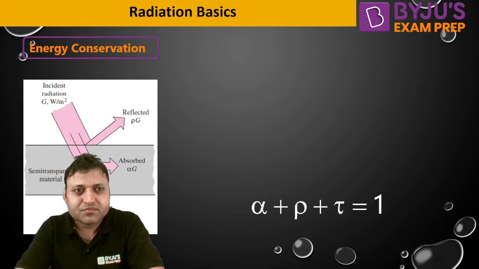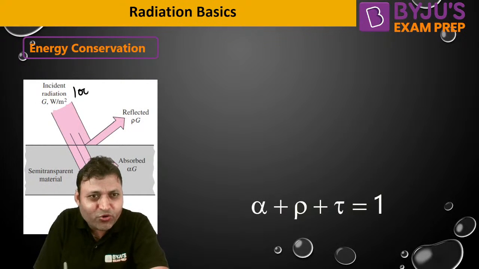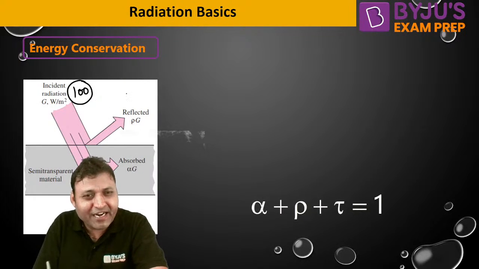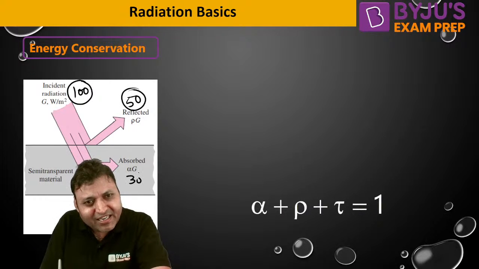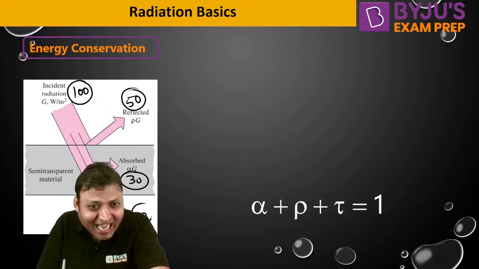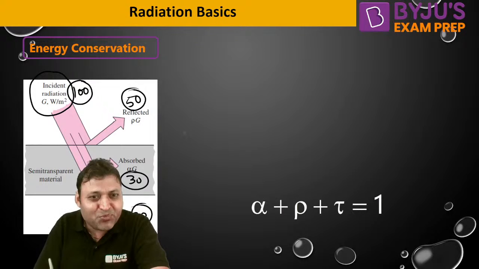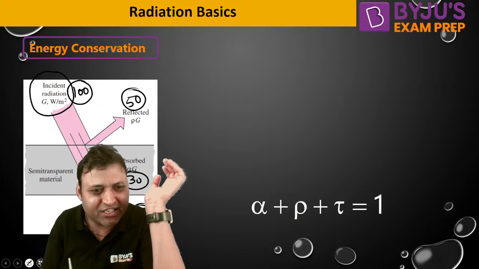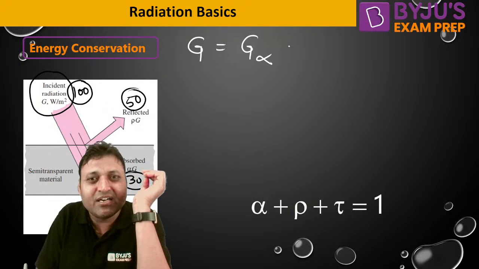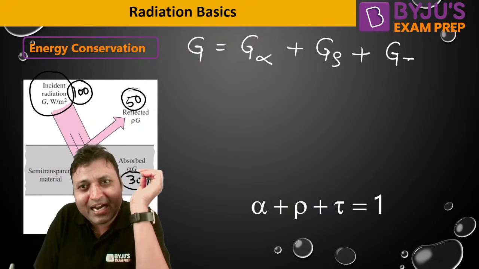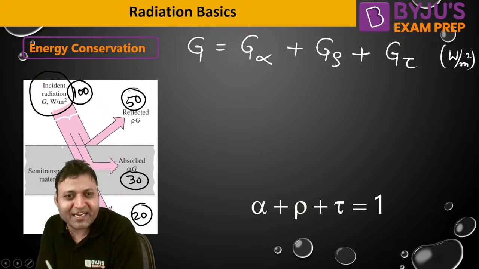If we apply the energy conservation, let me call the incident radiation G equal to 100 units. Out of this 100, the reflected part of radiation is, let us say, 50. 50 is reflected by the surface, and let us say 30 is absorbed by the surface. The remaining 20 will be transmitted by the surface. The total radiation incident on a surface should be equal to the sum of reflected, absorbed and transmitted radiation, isn't it? So if we apply the energy conservation for the particular surface, then the total incident radiation is equal to absorbed radiation plus reflected radiation plus transmitted radiation. The unit is watt per meter square.